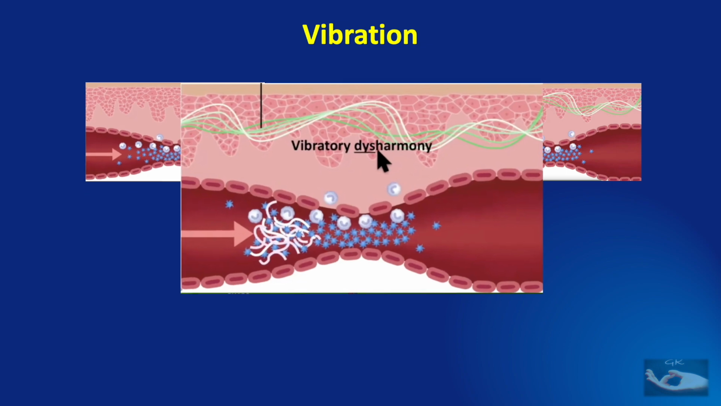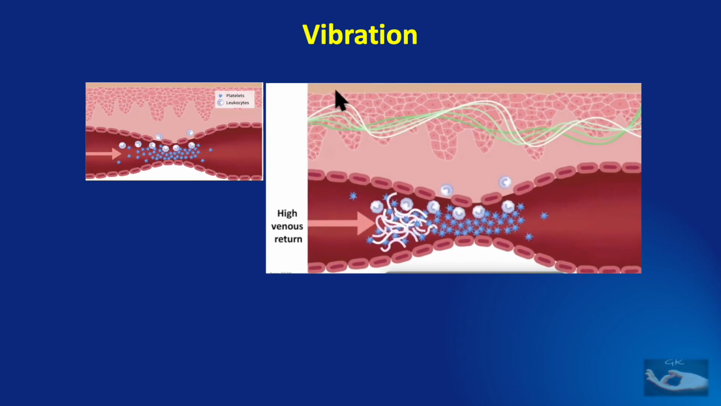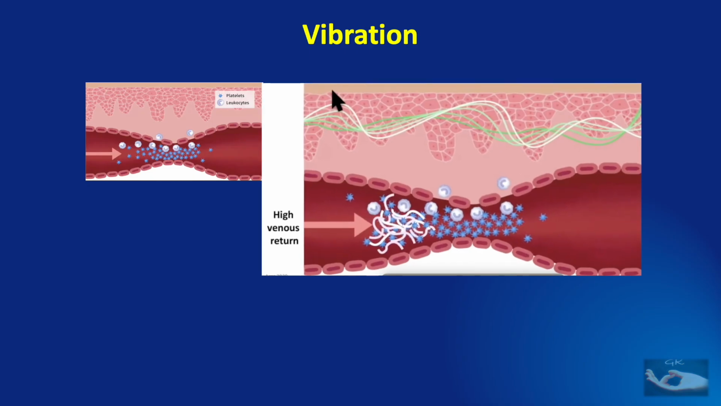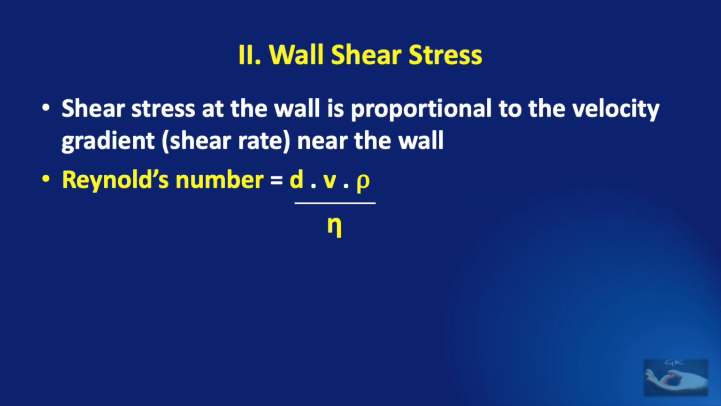This total effect is called vibratory disharmony. The accumulation of platelets and leukocytes at that point where the vibratory injury has occurred on the vessel wall will lead to congestion at that area and a high venous pressure building up. Along with turbulence, we had seen that the second effect of flow disruption is what is known as wall shear stress. Now that stress at the wall is proportional to the velocity gradient or the shear rate near the wall.